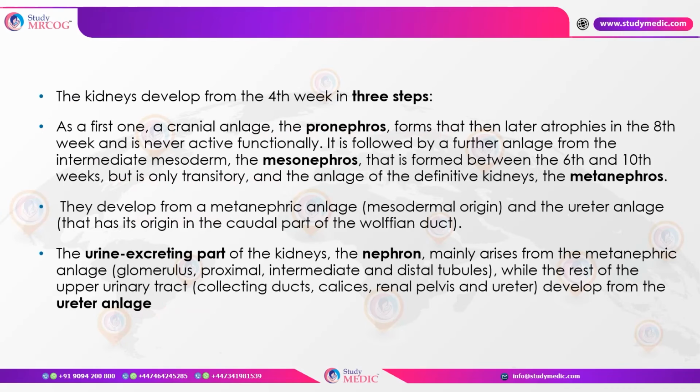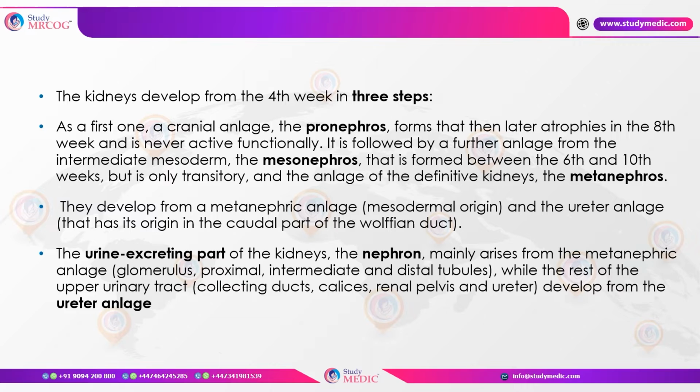Now, the kidney, as I mentioned, is going to develop from the 4th week in 3 different steps. The first one is the pronephros, which forms and just atrophies. So there is no function for it as such. The second one is the mesonephros, which is again transitory in origin, and finally the definitive kidneys are going to arise from the metanephros. These are mesodermal in origin, and we have the ureteric bud, which is going to start its origin from the Wolffian duct.